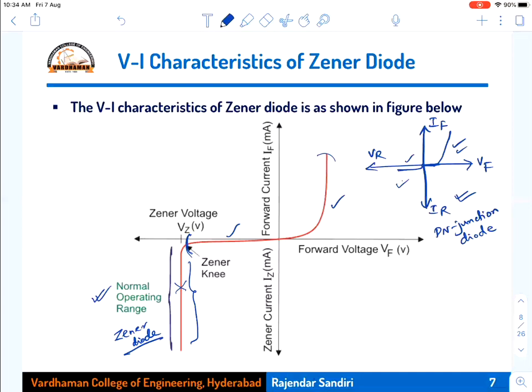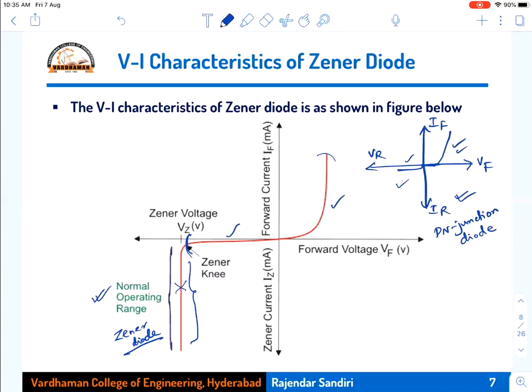After the filter, if you put a Zener diode, whatever the ripples are there at the output of the filter, that completely will be removed, and only the voltage which will be appearing across the Zener diode will be the Zener voltage, which is the breakdown voltage, that is constant irrespective of the input voltage or irrespective of the temperature or load current. The output voltage will be constant.